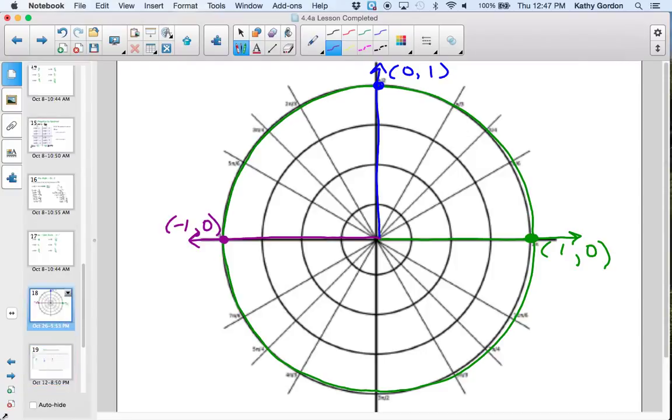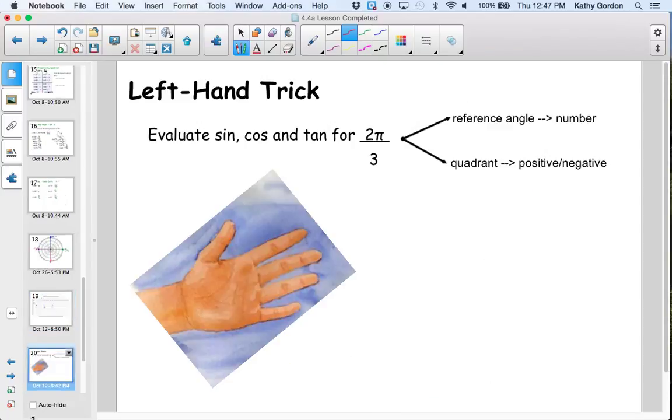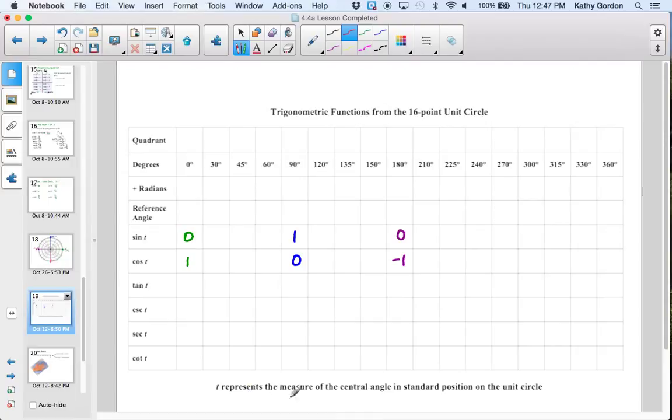Okay, and then we keep rotating, and now we're down here at 270. The point now is right here. Ordered pair for that point. So the sine of 270 is -1, and the cosine of 270 is 0. The ordered pair is 0, -1. Okay?